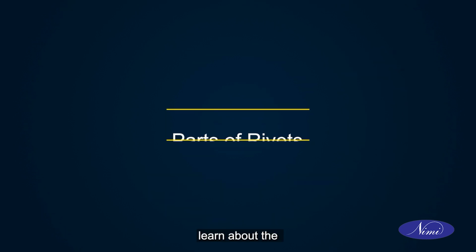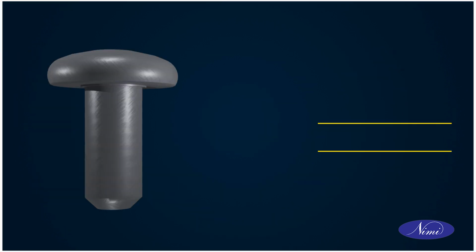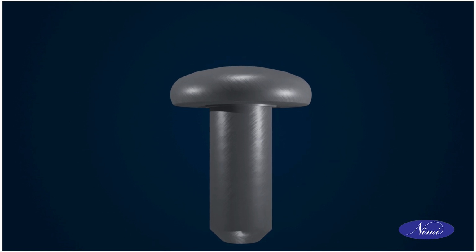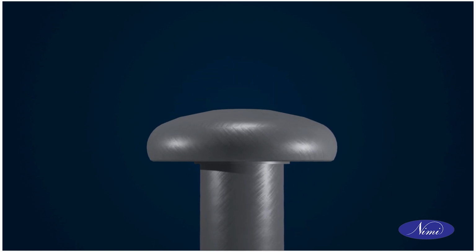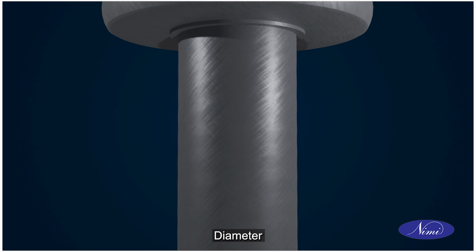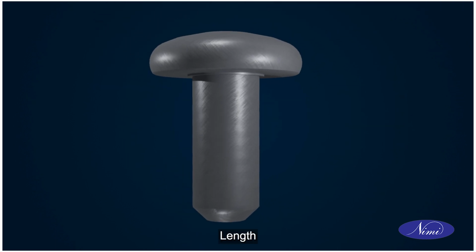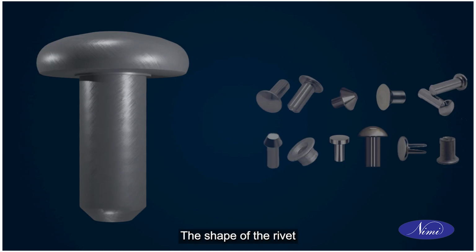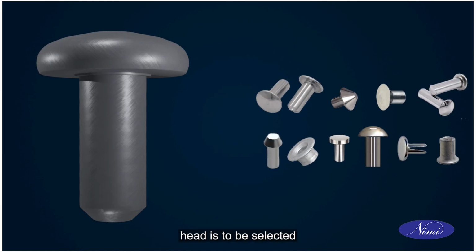Let us now learn about the parts of rivets. Rivets have the following parts: head, diameter, length. Let us learn about each of these one by one. Head. It is the top portion of the rivet. The shape of the rivet head is to be selected according to the intended use of the workpiece to be riveted.